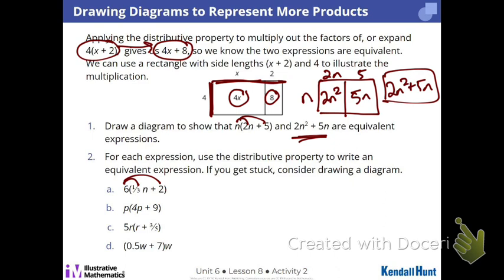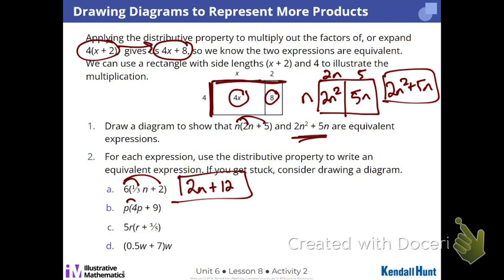So 6 times 1/3 n. 6 thirds n. Which is 2n. Yep. And then plus 6 times 2? 12. So this one's just showing you don't have to do the area model. You could choose to if you wanted to. B, C, and D with your group. All right. Let's start rolling through these.